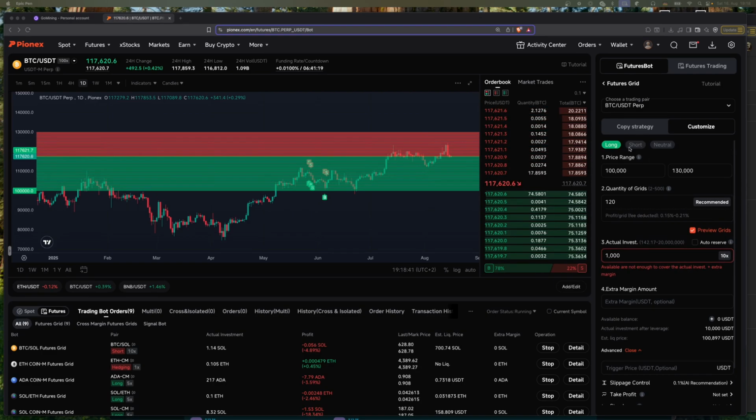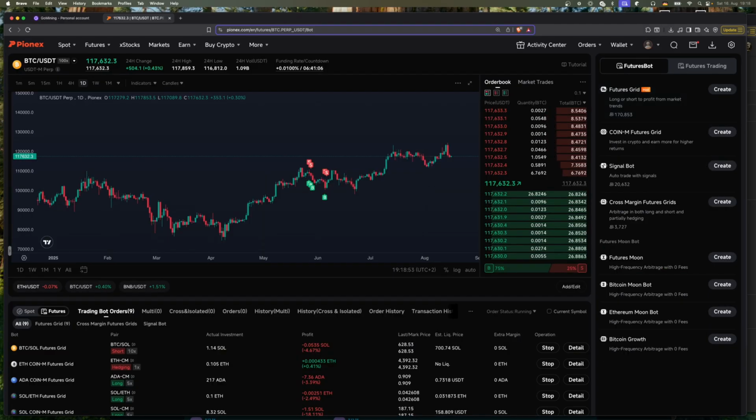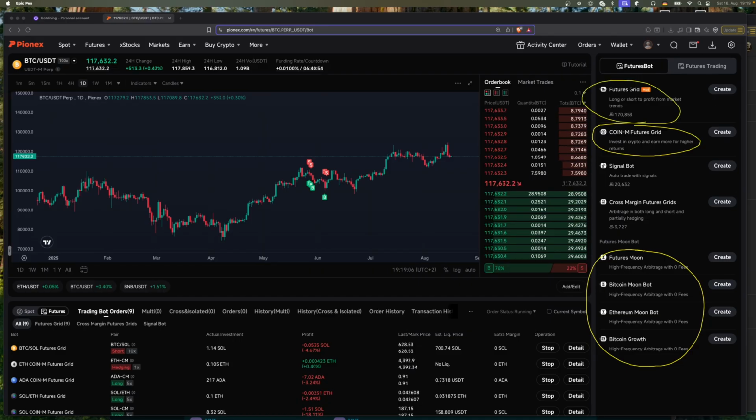All right, this is a futures grid bot, meaning it will be invested with USDT and actually generate more USDT or lose USDT, depending. Let's go about the other bots we have. We have this Coin-M futures grid, and the Futures Moon bots are basically the other ones that are super interesting. We will go back to the futures grid in the end because there's also something very interesting.